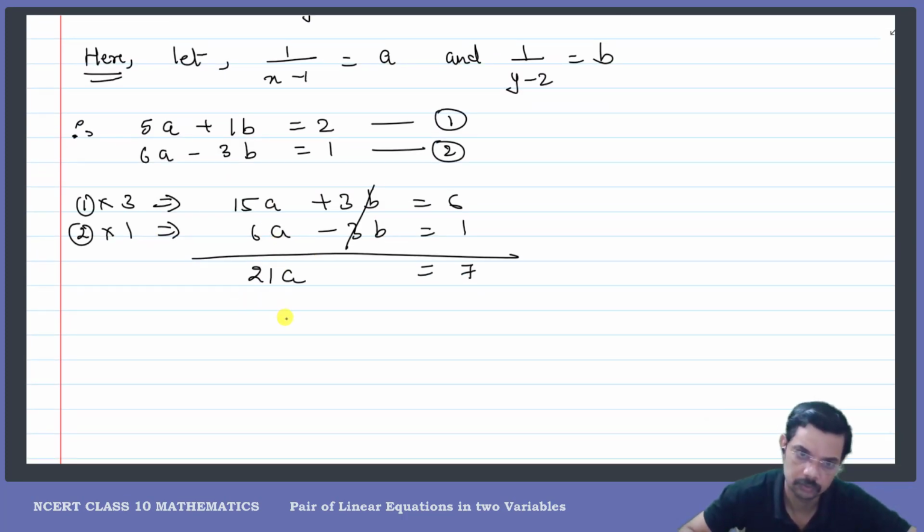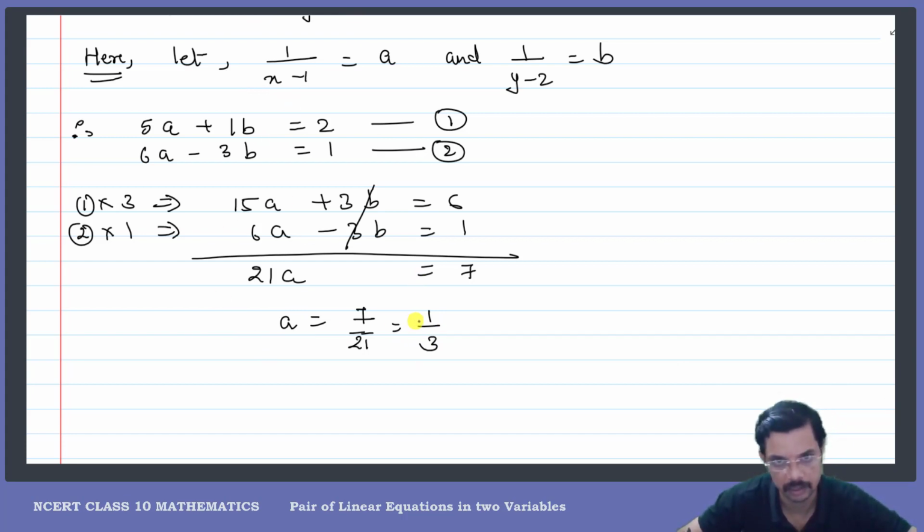A will be equal to 7 by 21. So 7 threes are 21, so 1 by 3. So a is equal to 1 by 3. Now which equation should I take? I'll take the second one, because here the coefficient of b is divisible by 3. So that will be simpler, or easier.